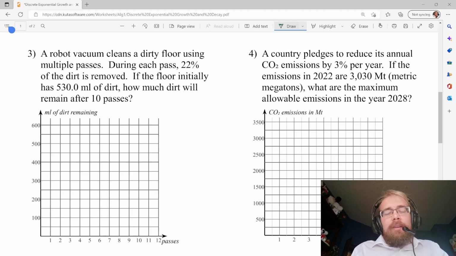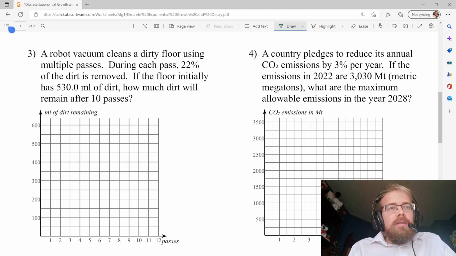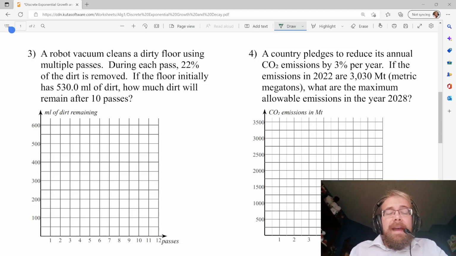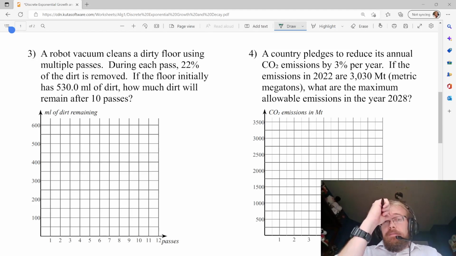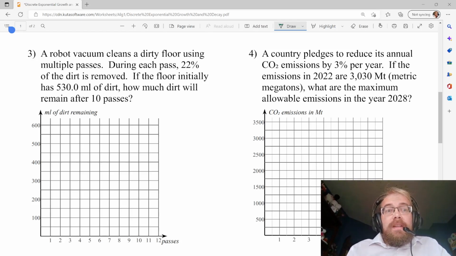A robot vacuum. DJ Roomba, anybody? Cleans a dirty floor using multiple passes, meaning it hits the wall and then it turns around and moves back the other way. If you've ever had one, you know exactly what I'm talking about. During each pass, meaning the straight line distance, 22% of the dirt is removed. They should say on average, because if you've ever seen a Roomba, it never travels the same distance before it hits something. It's always a different distance each time. 22% of the dirt is removed.